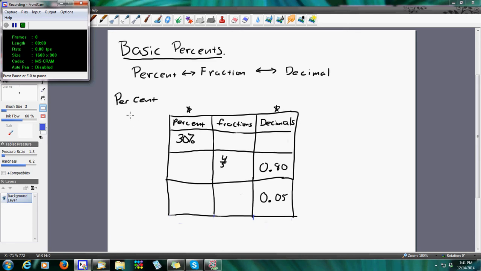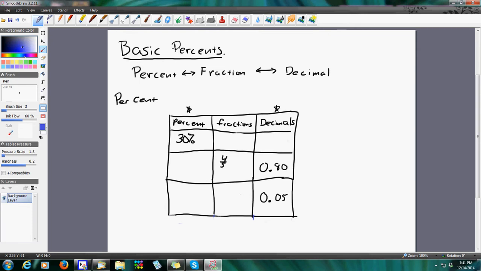Alright, so I'm back and I'm going to do a lesson on basic percents. This is a super useful topic for everyone to know. And what I do really want you to know is that percent really means per 100. So when we talk about 30%, we're really talking about 30 per 100.